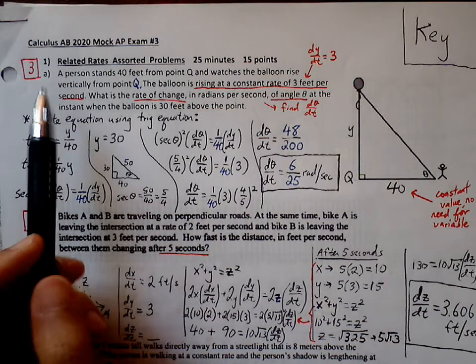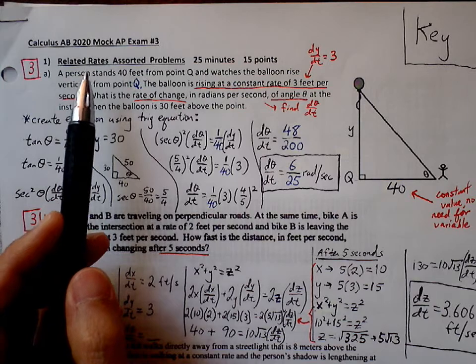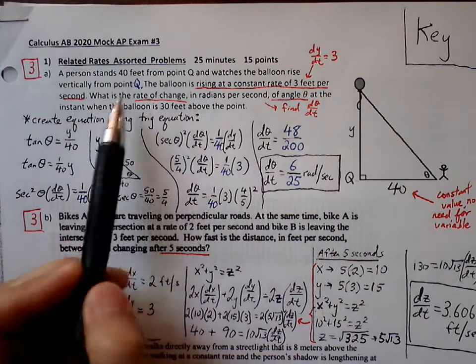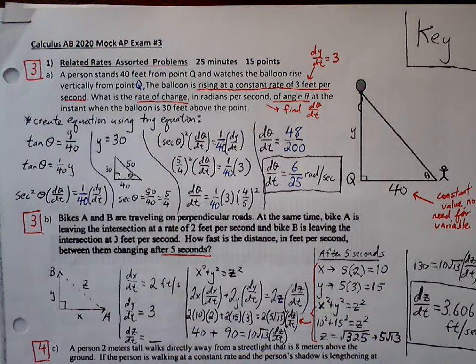So this is the AP Calc mock AP exam number 3. So this number 1 here is meant to be 25 minutes long. I made this just an assortment of different types of related rate problems.